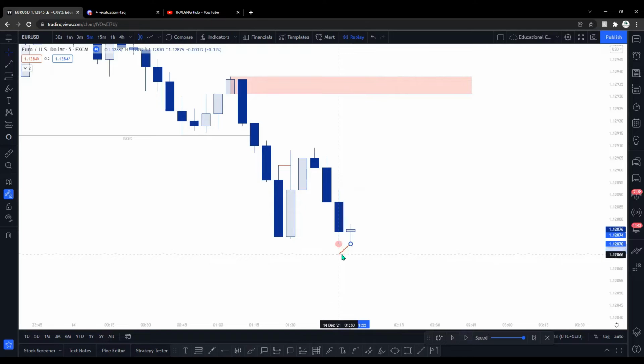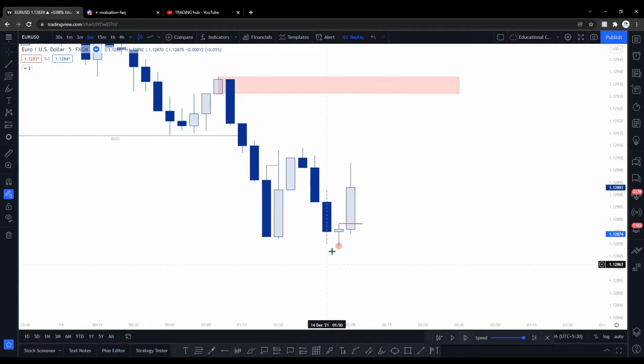And it did not close above it. So currently these are our lows. And if the next candle closes above it, this will become our valid, confirmed low. Now you can see the next candle did not sweep the low and closed above it. So this one becomes our confirmed low.